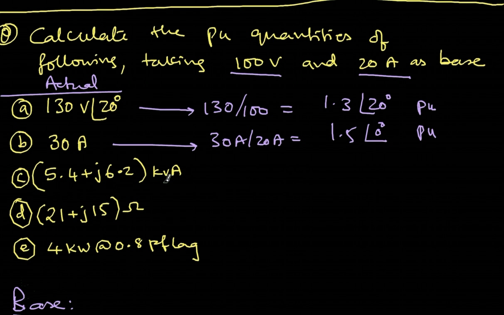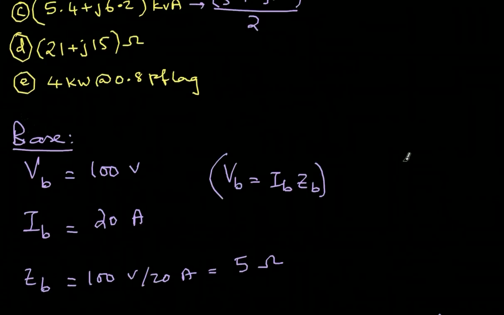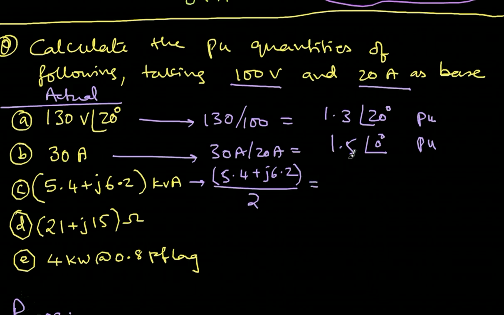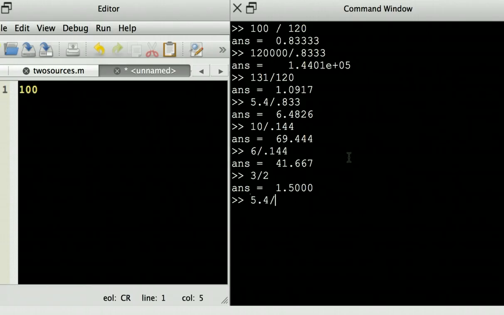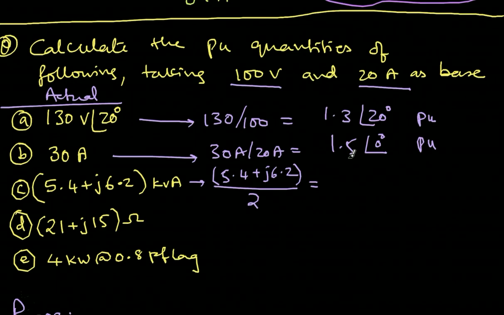Now I have the complex power. This is already in kVA. To convert to per unit, 5.4 plus J 6.2 divided by 2 kVA. This is the given actual value, and this is the base quantity, 2 kVA, which we just calculated. So I am dividing by 2. 5.4 by 2 and 6.2 by 2. So this is 2.7 plus J 3.1. This is in per unit. This is the complex power expressed in per unit.